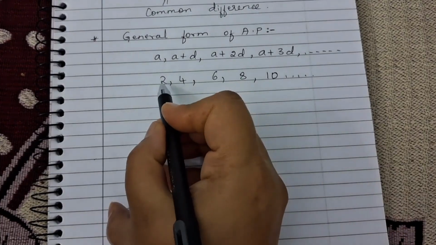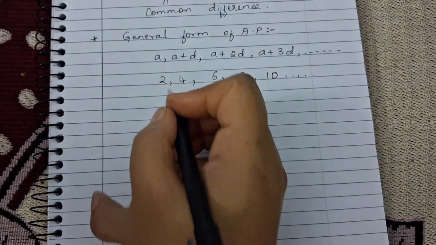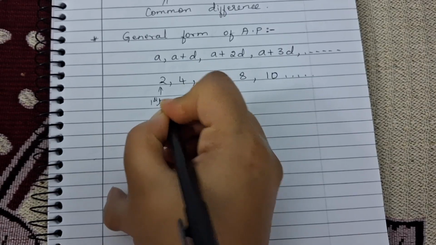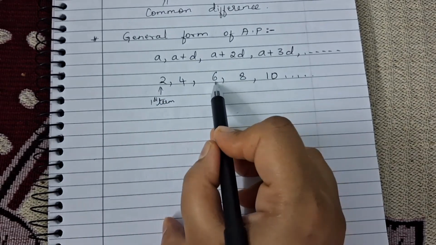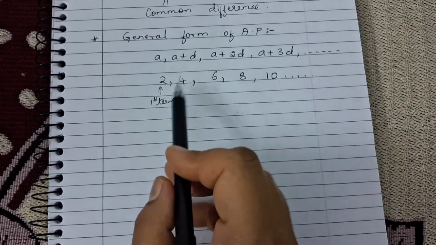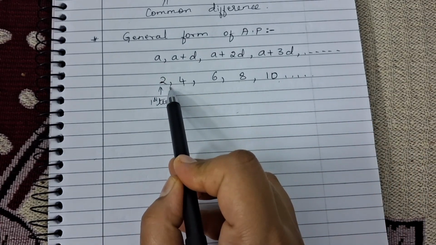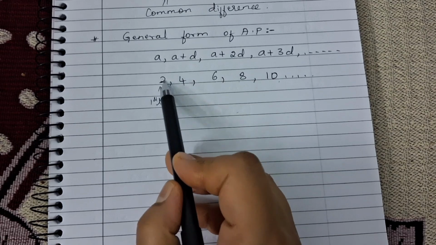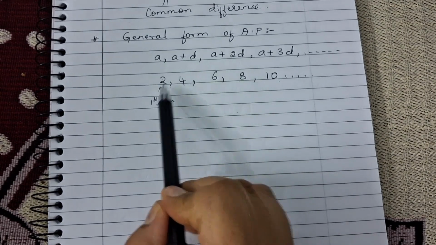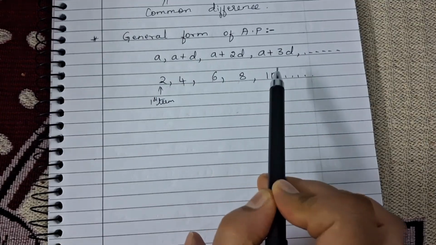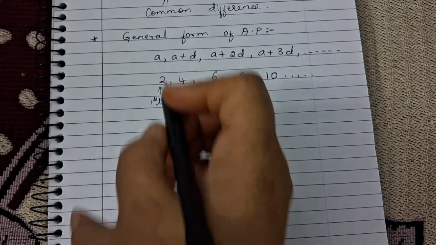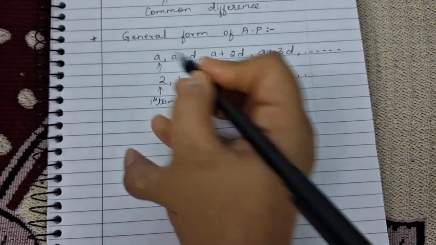In this, how are you going to find out what the general form is? Here we have 2, so this is the first term, and 4 is the second term, 6 is the third term, 8 is the fourth term, and 10 is the fifth term. The numbers here are called terms in AP. So this is the first term, second term, third term, fourth term, and fifth term. And the first term is represented as a.